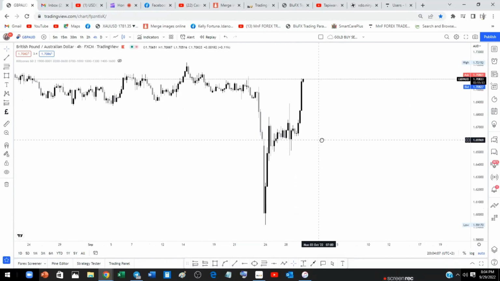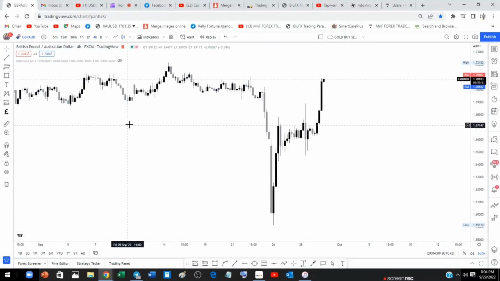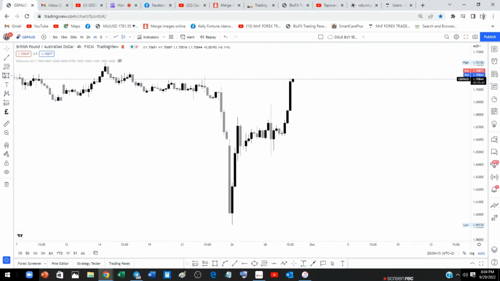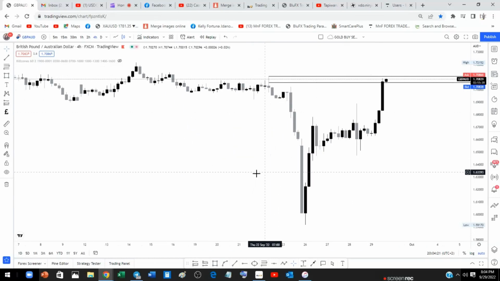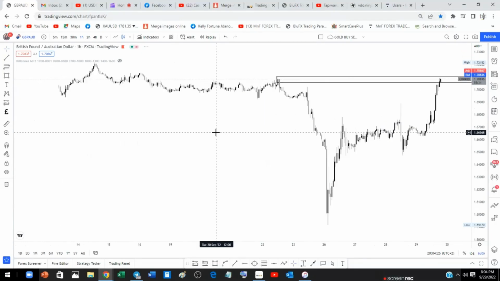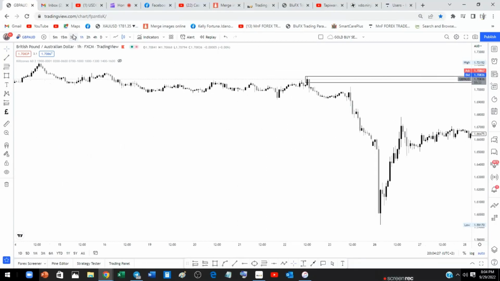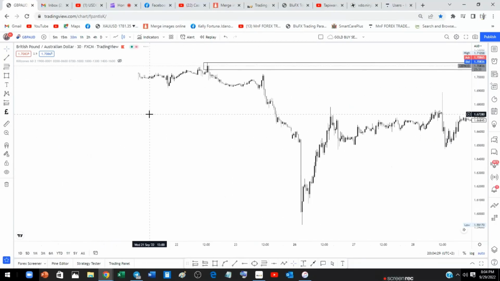So I spotted something really interesting here. Okay, so we had this imbalance here and then we had that level right there. So immediately that piqued my attention. Okay, so I had to do this. Then from here, what I have to do is go to the lower time frame so that I can actually find my order block. All right, so I go to the 30 minutes time frame.